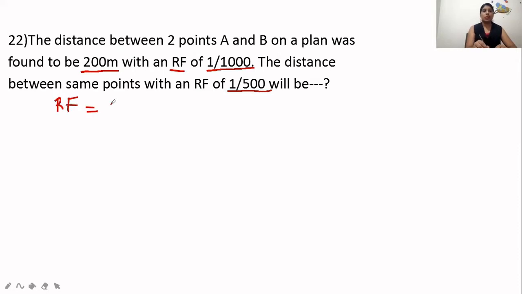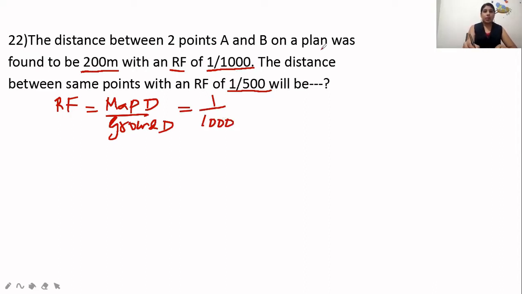Representative fraction is the distance on map, so I'm writing map D, by ground distance. You should understand: map distance by ground distance. So what is map distance by ground distance? It is given as 1 by 1000 firstly.